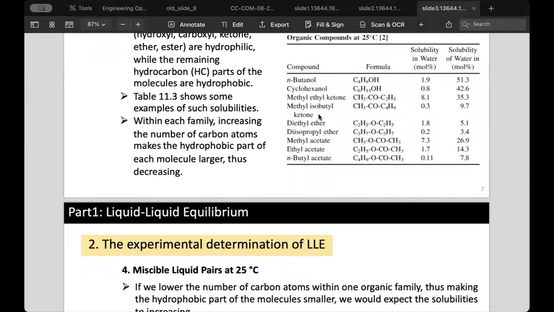Cyclohexanol also. We have methyl ethyl ketone, methyl isobutyl ketone, diethyl ether, diisopropyl ether, methyl acetate, ethyl acetate, and butyl acetate.